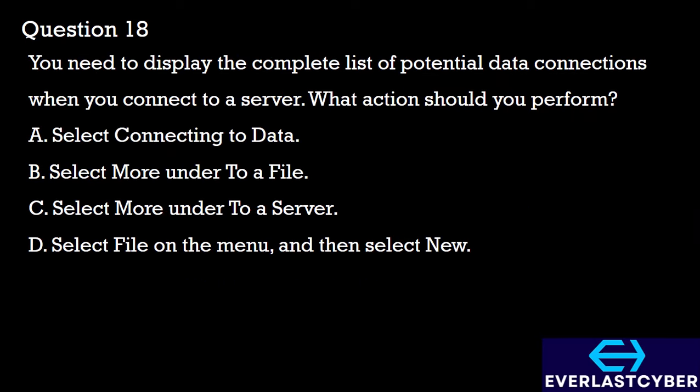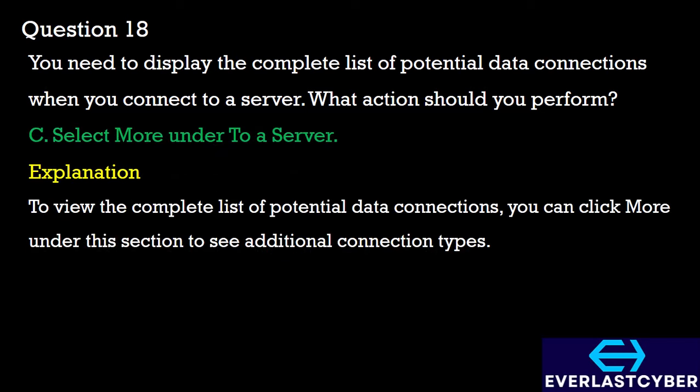Question 18. You need to display the complete list of potential data connections when you connect to a server. What action should you perform? A. Select connecting to data. B. Select more under to a file. C. Select more under to a server. D. Select file on the menu and then select new. For this, we'll be going with option C.